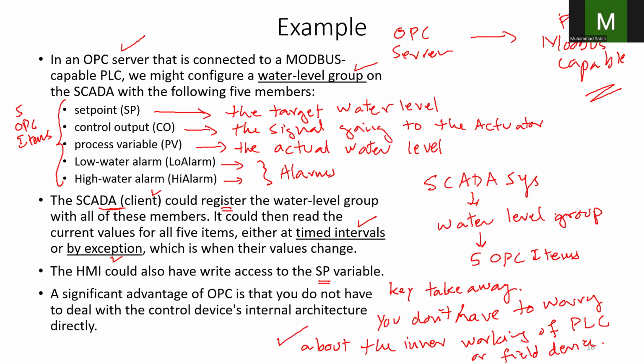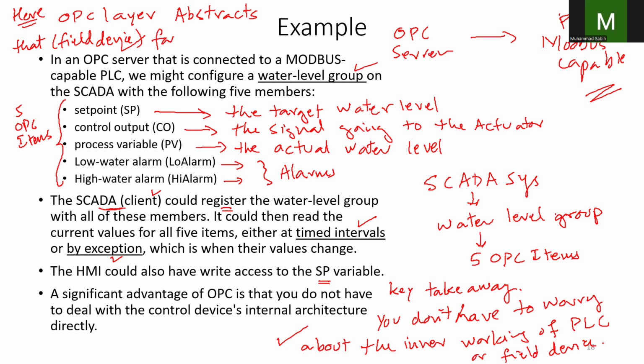So the OPC layer, basically what OPC is doing here. So here we see the OPC layer abstracts the field devices and their data for a clean and standard interface. Okay, so this is the main benefit of this.